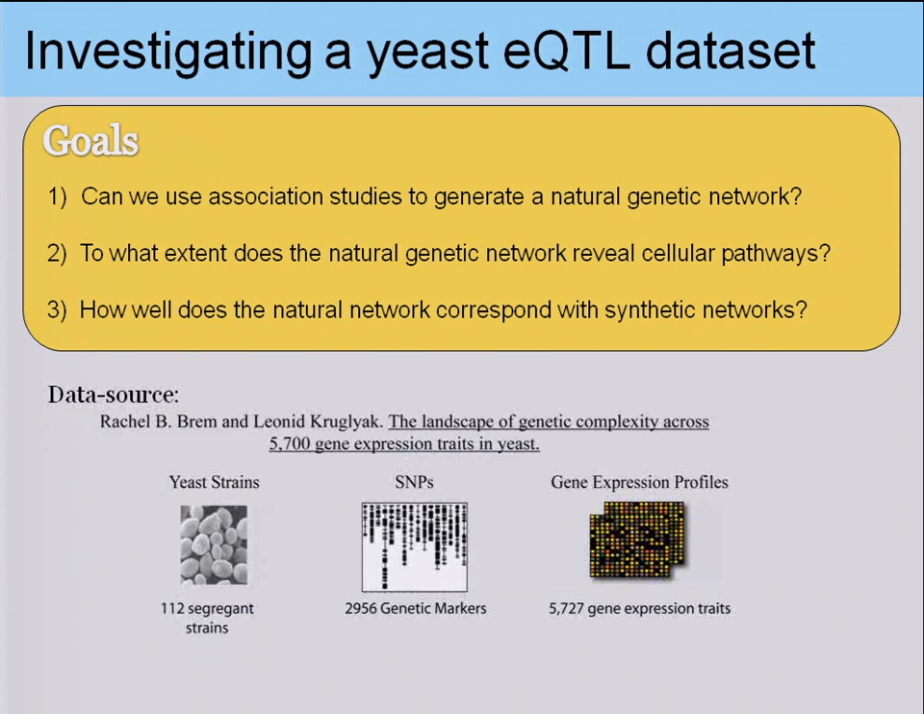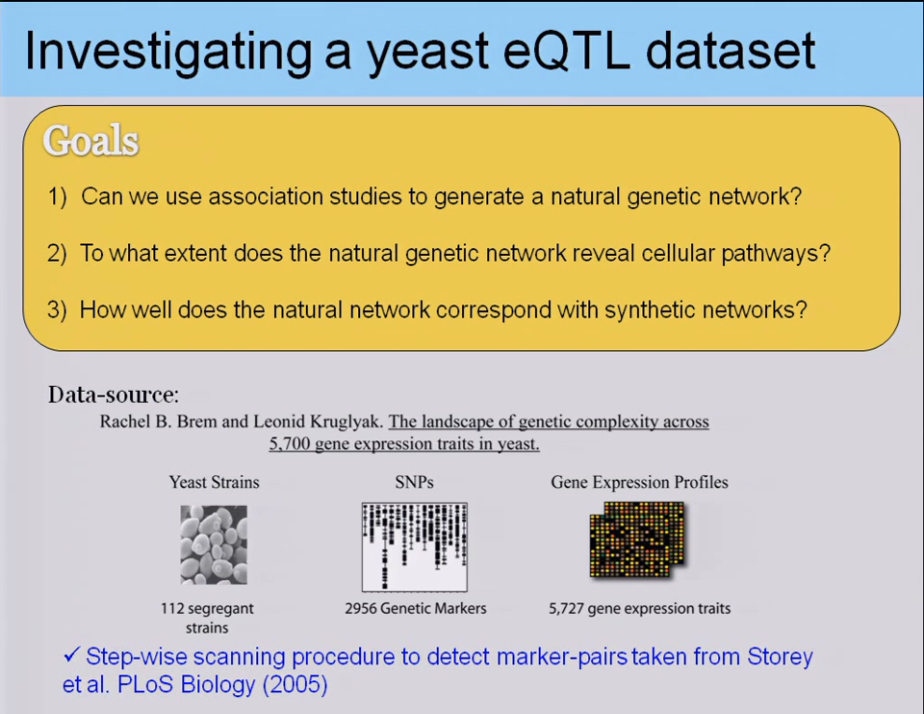To do this, we used a cross which was done in yeast, and what they did was they made a cross between a wild strain, a laboratory strain, and a RM strain. Each of these strains was genotyped at roughly 16 chromosomes, while also being phenotyped for thousands of gene expression traits, the genome-wide expression profile. The question for that step is to find a way to detect marker pairs, and I'll leave those details to the paper.